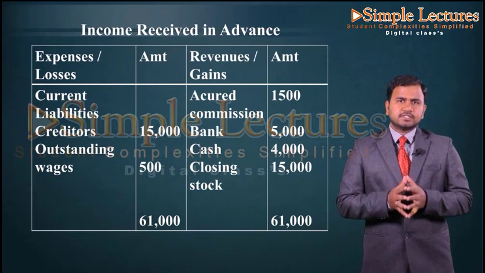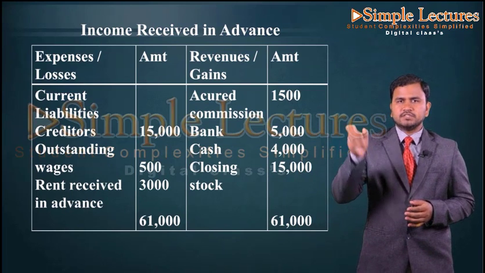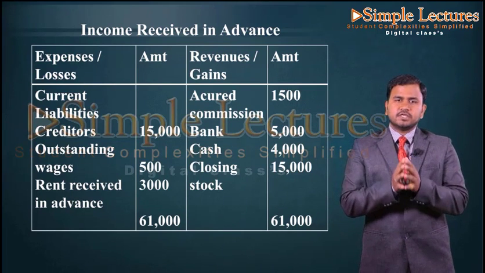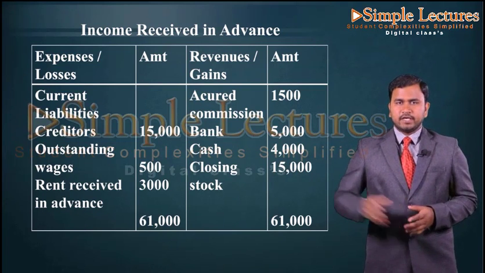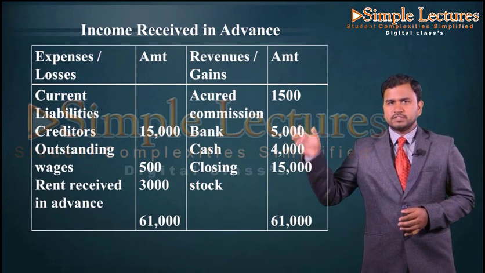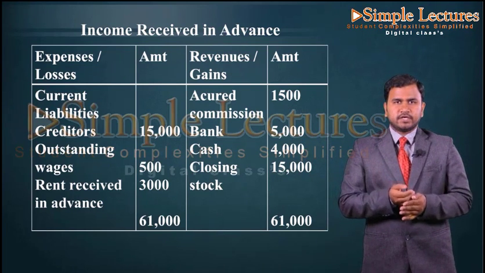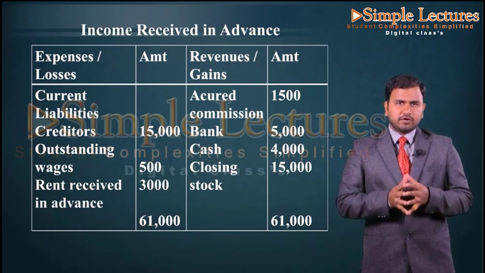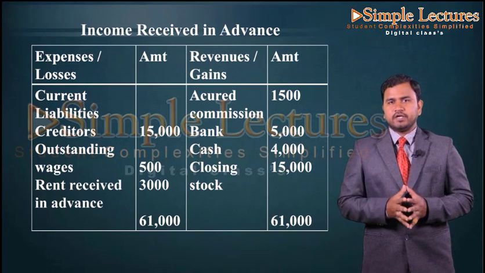Now let us take the example where rent received in advance is 3,000. The same will appear in the balance sheet on the liabilities side, rent received in advance 3,000. As I said, it is meant for the next year. This year it will be the liability of the business. Next year it will be considered for paying that particular expenses.